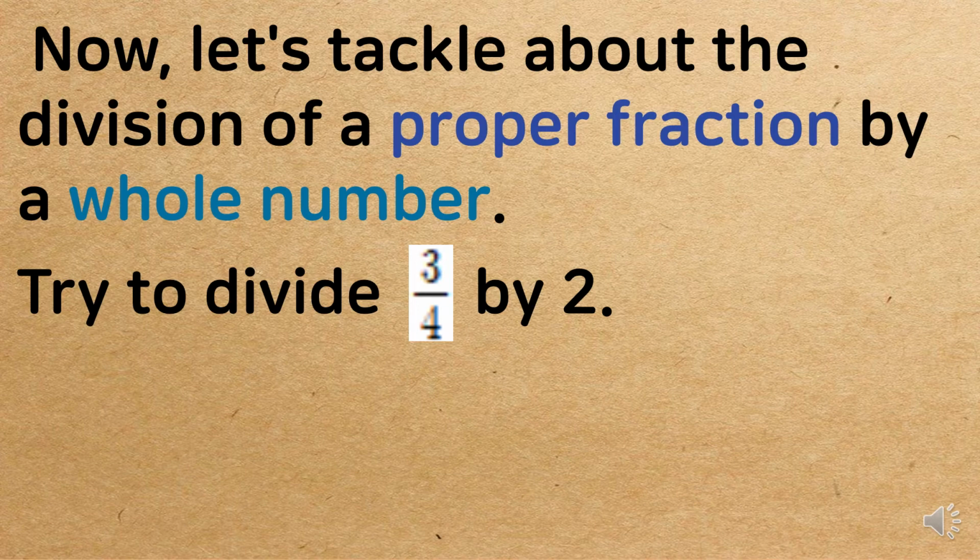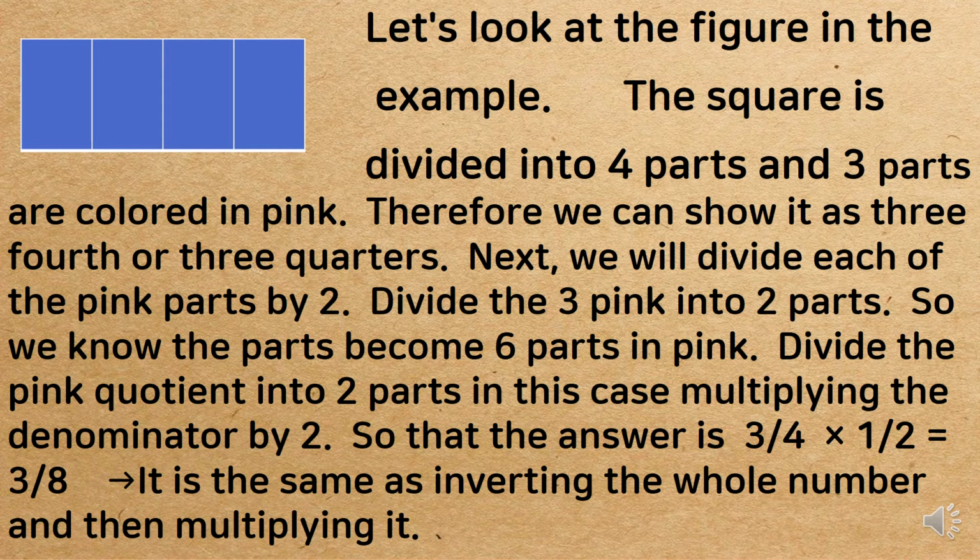Now, let's tackle the division of a proper fraction by a whole number. Try to divide 3/4 by 2. Let's look at the figure in the example. The square is divided into 4 parts, and 3 parts are colored in pink. Therefore, we can show it as 3/4.